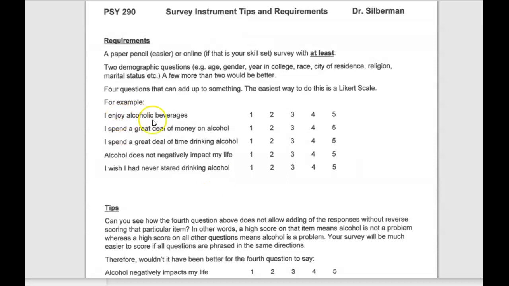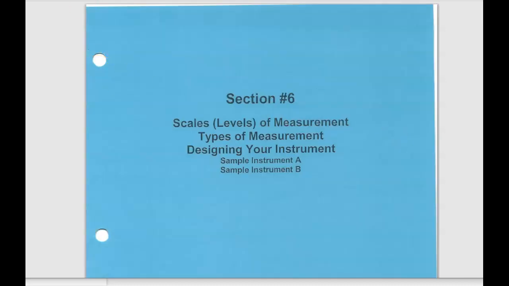Look at these 5 questions real quick. From 1 to 5, with 5 always being true and 1 is not true at all or anything in the middle. I enjoy alcoholic beverages. I spent a great deal of time and money on alcohol. I spend a great deal of time and money drinking alcohol. Alcohol does not negatively impact my life. I wish I had never started drinking. Do you see one question in there that doesn't go with the others? I do. It would be the 4th one.